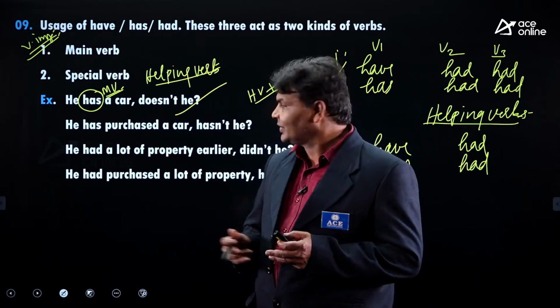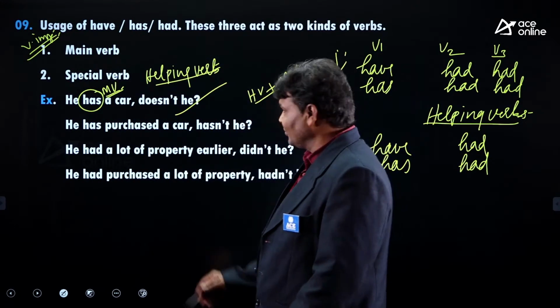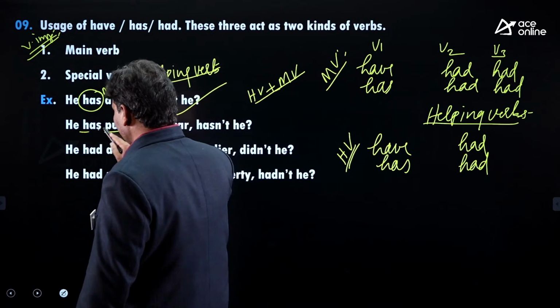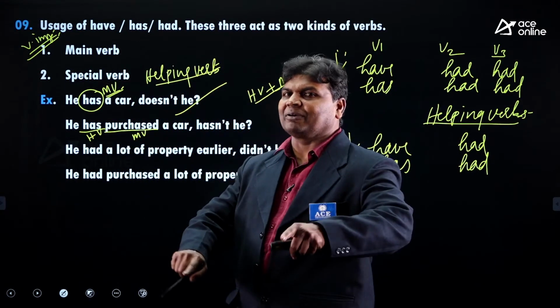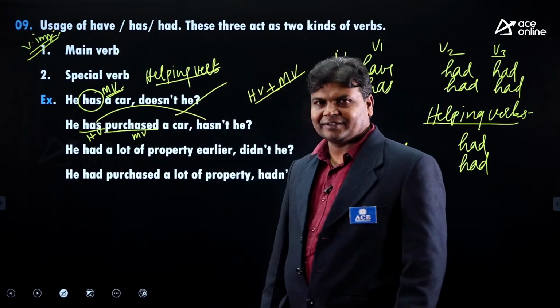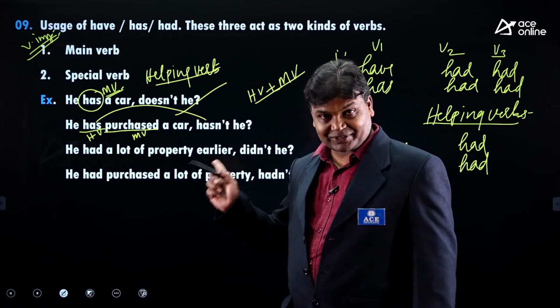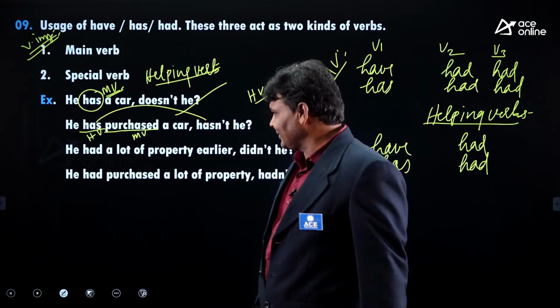No. Next one you see. He has purchased a car. Now you see, purchased is the main verb now. Has is what we call it as the helping verb now. What was the rule now? Helping verb has to be repeated now. Helping verb is repeated here. Are you able to understand what I am trying to teach you? Helping verb has to be repeated. Hasn't he? Shall we take one more example?